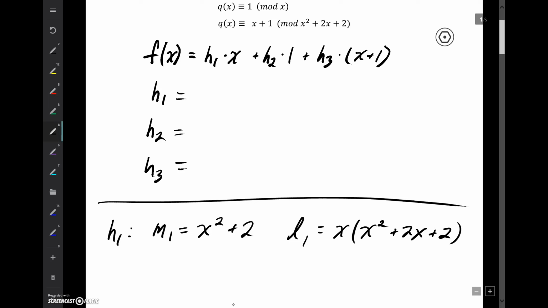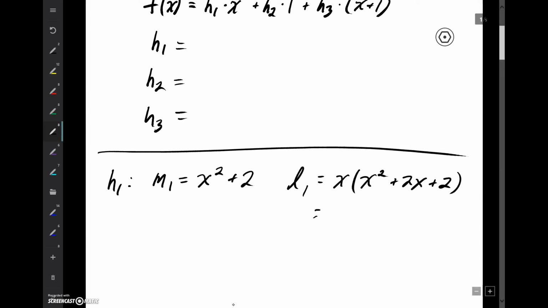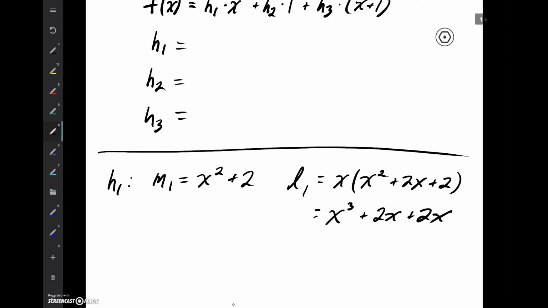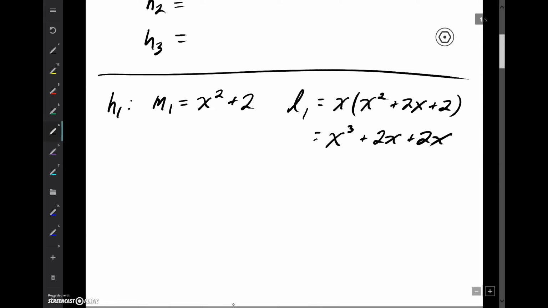Now the whole issue is we're going to be dealing with this L1. We need to rearrange it a little bit, so we're going to simplify this first. It gives us x cubed plus 2x squared plus 2x. And we want to be able to rewrite this in terms of m1 and l1, because whatever's in the l1 is what we're really looking for. So we have to figure out a way to write this in terms of x squared plus 2.